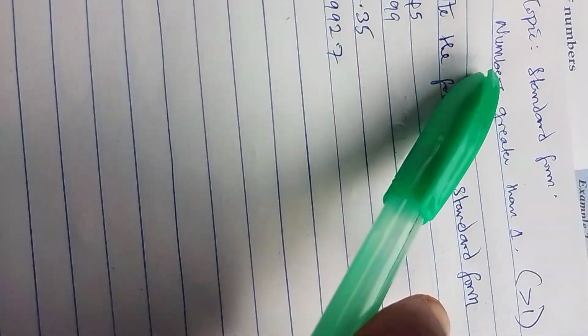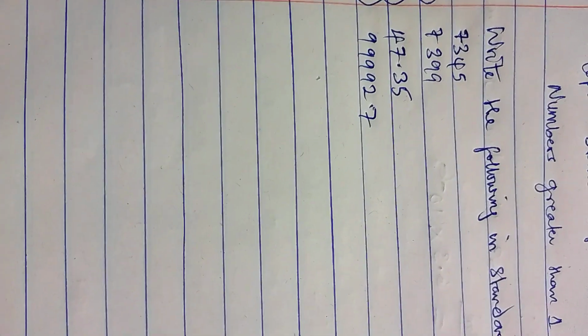Okay, so for those that have watched the previous video, remember I showed you how to solve numbers less than 1, and I gave you a classwork, and I believe you have watched the solution. Now let's move to numbers that are greater than 1. Greater than sign is like this. Now how do we write in standard form when we are given such examples?